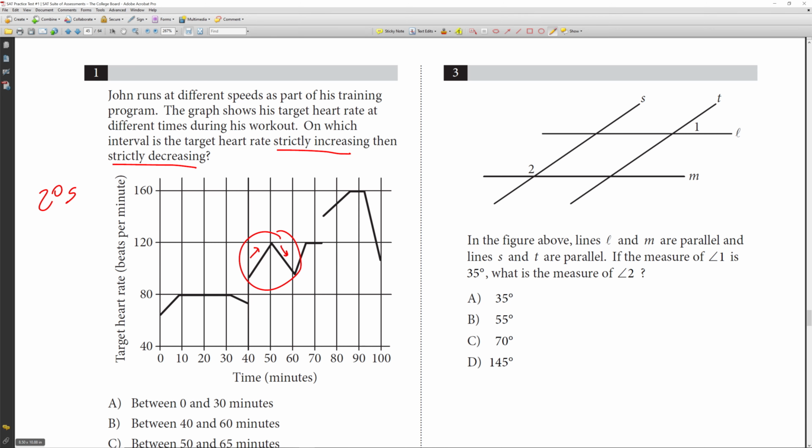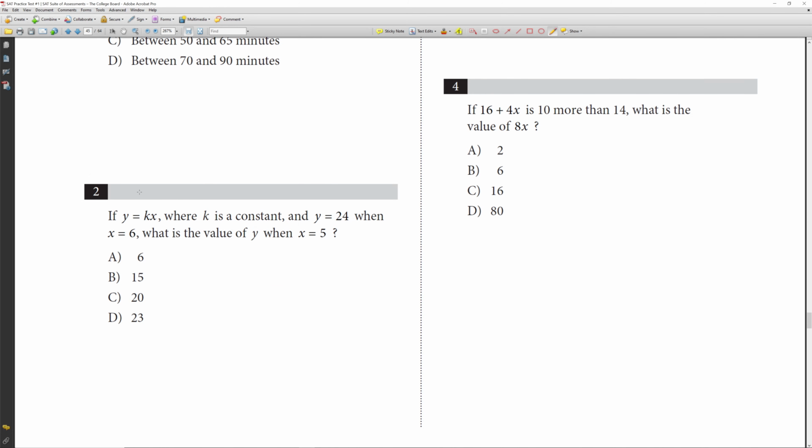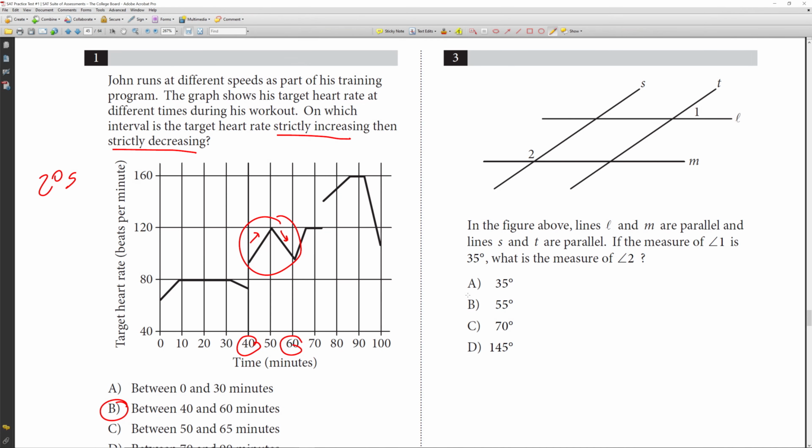If you look at the answers, the only one that has an answer between 40 and 60 is choice B. Question 2 is a simple plug-in and test. This one should take about 20 seconds. If y equals kx, where k is a constant, and y equals 24 when x is equal to 6, so 24 is equal to k times 6, k is equal to 4. What is the value of y when x equals 5? So you plug in 5, and k is 4, so y is equal to 20. Answer is C. Boom.